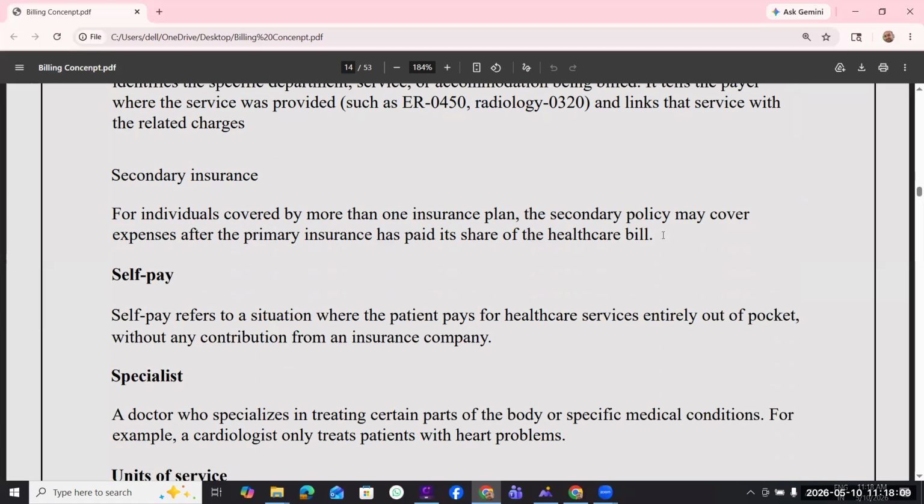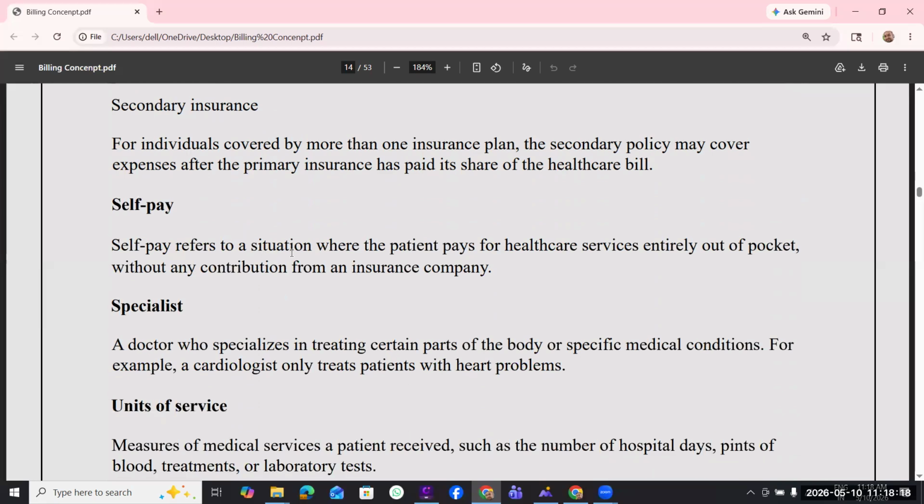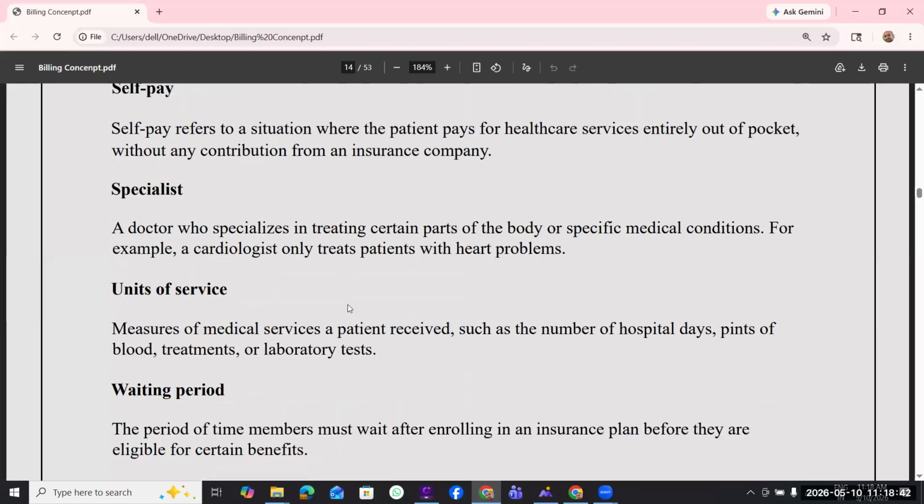So this is like when the primary insurance has paid and some amount remains, then the secondary insurance will pay. What is self-pay? This question is coming. Self-pay refers to the situation where the patient pays for the healthcare services. So self-pay is a situation where the patient is responsible for the payment part. The insurance company or payer is not responsible. The patient pays for the healthcare services entirely out of pocket without any contribution from the insurance company. So I hope self-pay is understood.